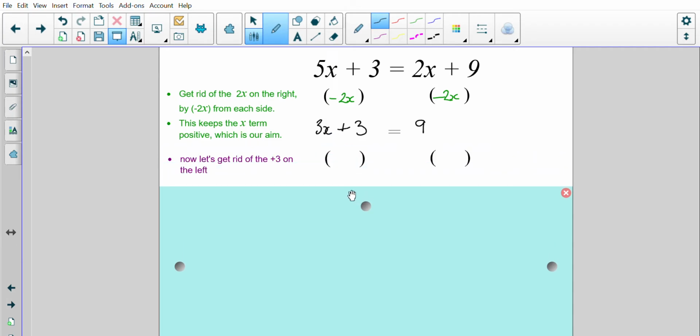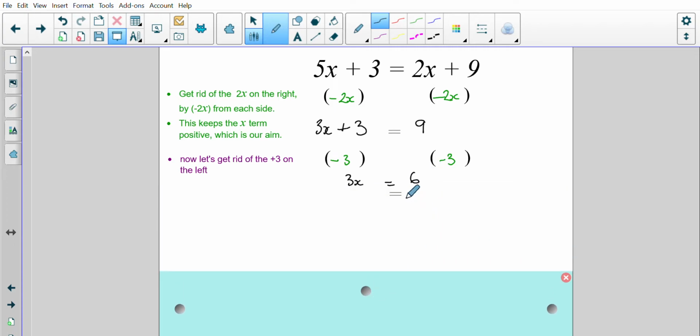What I'm going to do now is carry on like we did in last lesson, and get rid of this plus 3 by doing the opposite. So I'm going to take away 3 from each side. That leaves me with 3x is equal to 9 take away 3 is 6. Again, still keeping my equal signs one per line and lined up underneath each other.